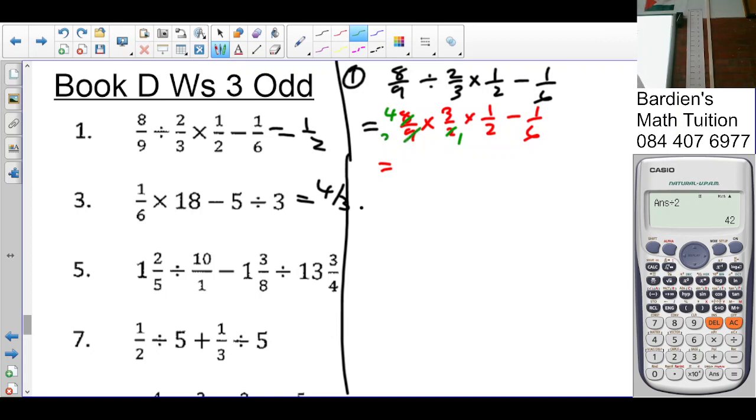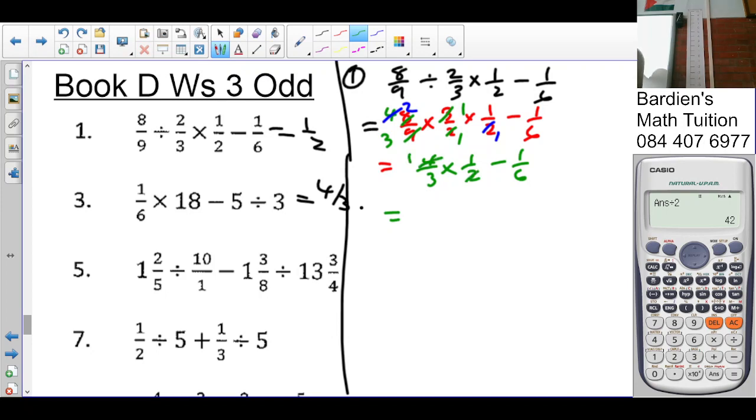So 3 goes into here 3 times, goes 1. Yes. 4 over 3 times a half minus 1 over 6. You see, I told you, you must simplify first, completely. 2 goes into 2 once, 2 goes into 4 twice. And that's what I'm talking about. But okay, carry on. And then it's 2 over 3 minus 1 over 3.